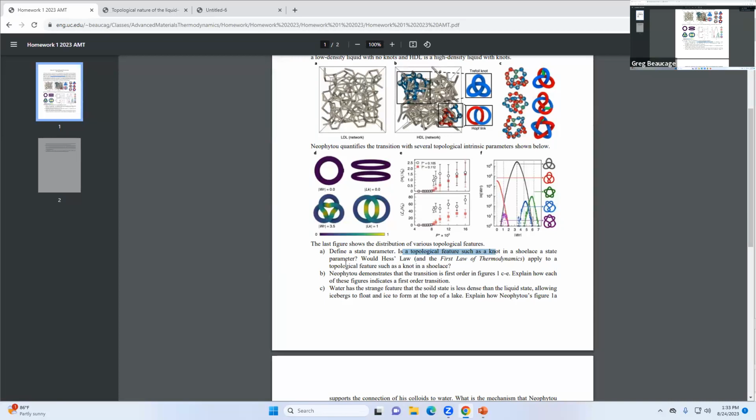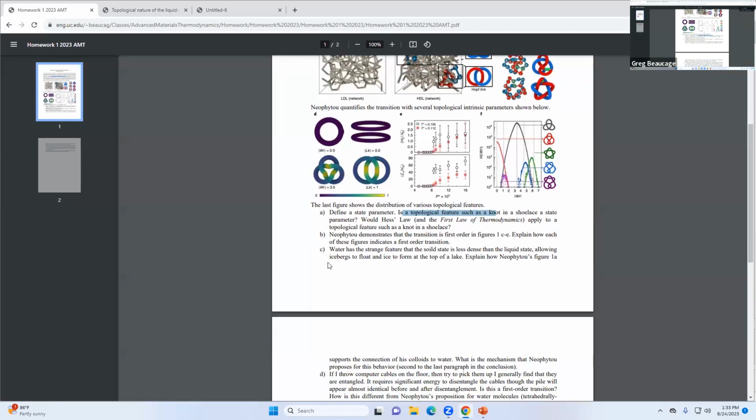Or if you take the cables and throw them on the floor and they're entangled, is that a different state than when it was not entangled? It's definitely like, if you want to unentangle your cables, it's going to take energy to do that. So anyway, it's just a question of what is a state. There's not really a right answer to that.